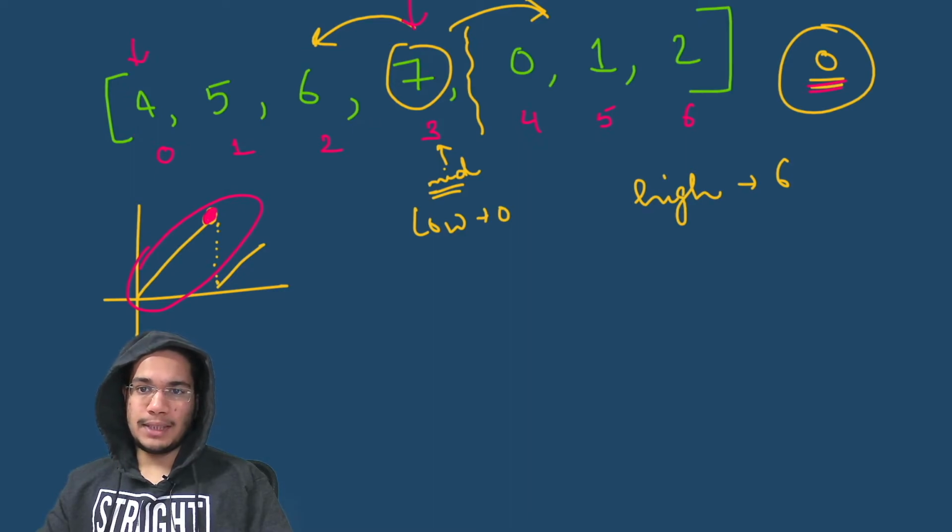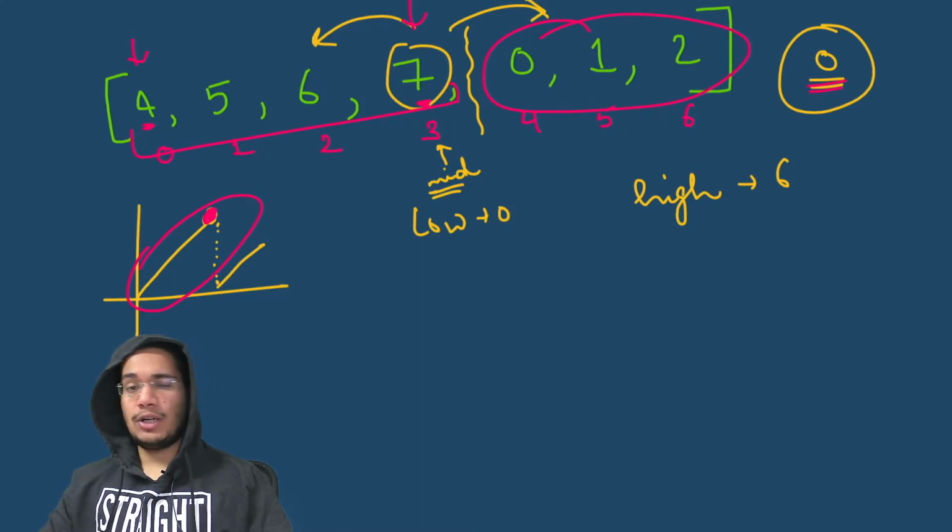So I'll just compare, is 0 greater than or equal to 4 and less than or equal to 7, which is not, because 0 is less than 4. Since this half is sorted and 0 does not belong in this half, I can say with surety that 0 will lie somewhere in this half. And this is how we are making the logic.